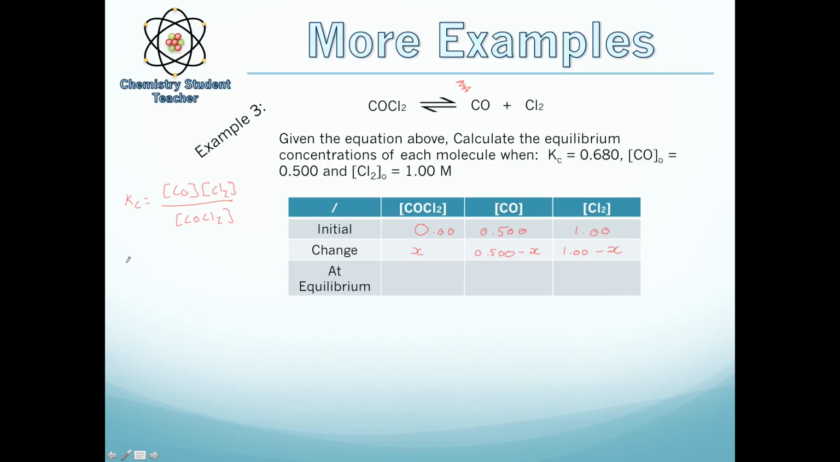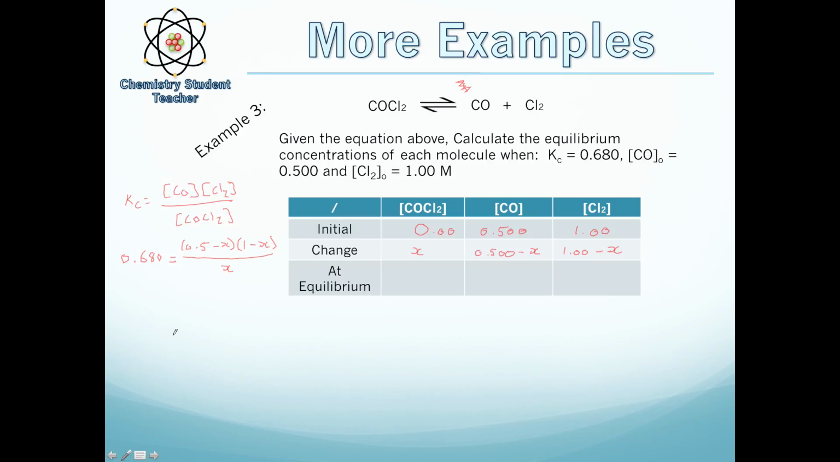Now what that means is, because we're given Kc and Cl2 and CO, oh, that's at initial, sorry. To work it out then, we're given Kc as 0.680, and we can substitute what we did as the change. So the value for CO at equilibrium will be 0.5 minus x, and the value of Cl2 at equilibrium is 1 minus x. So we've just written it out here. And the value of COCl2 is going to be x.